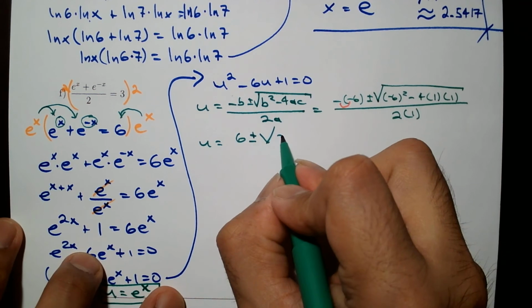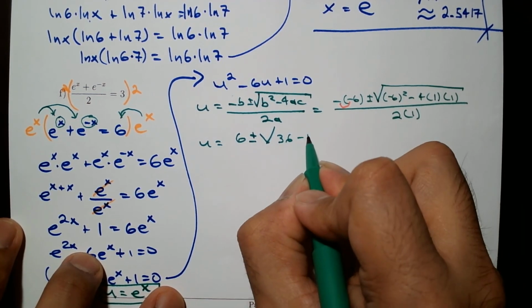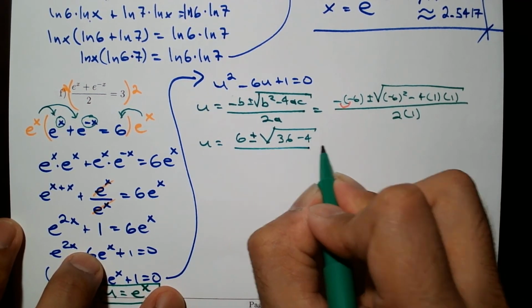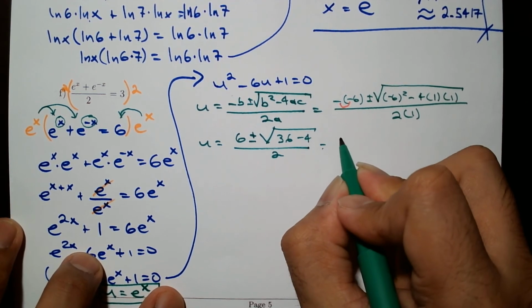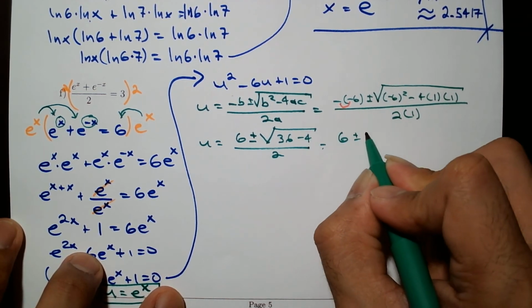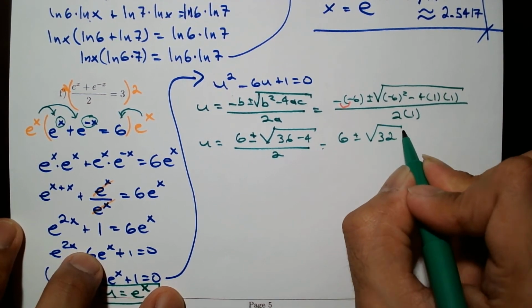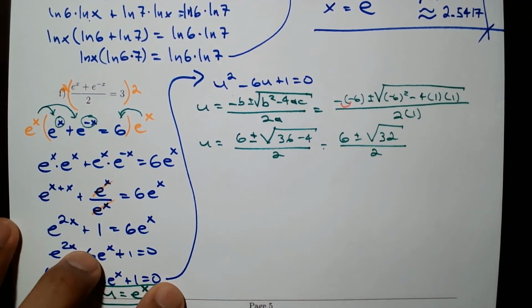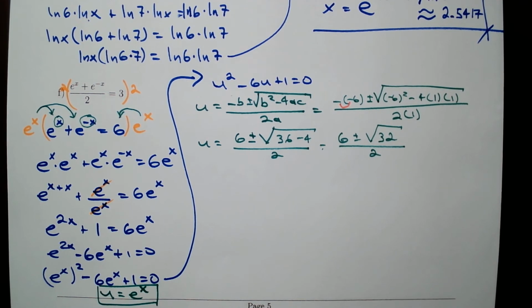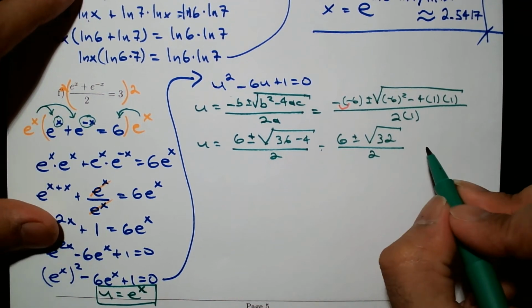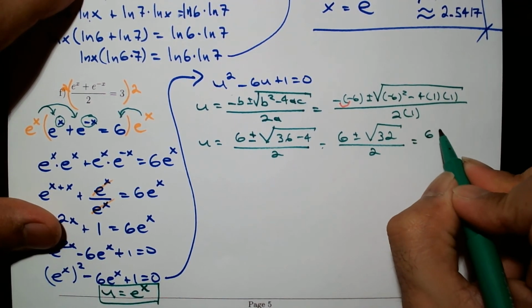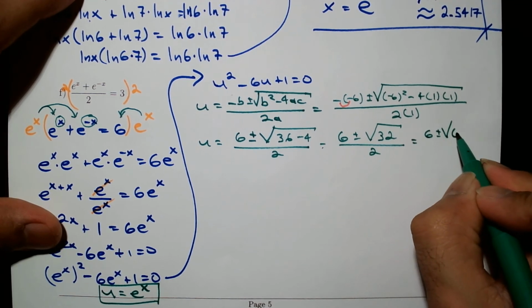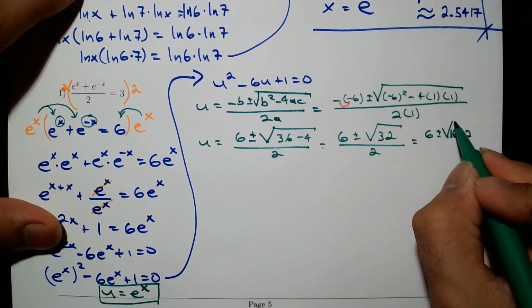So that's going to be 36 minus 4 over 2. So 36 minus 4 is 32. The good news here, we can simplify this 32 because one of the factors of 32 is a perfect square. In particular, that's 16 times 2.